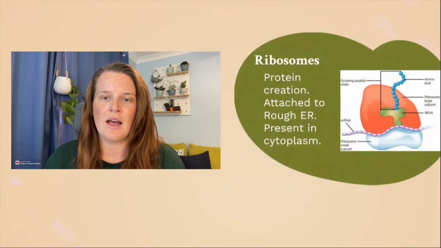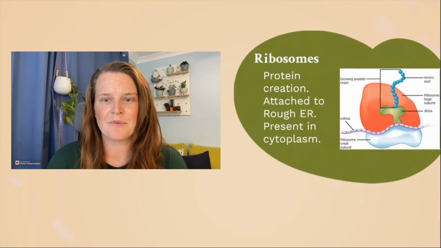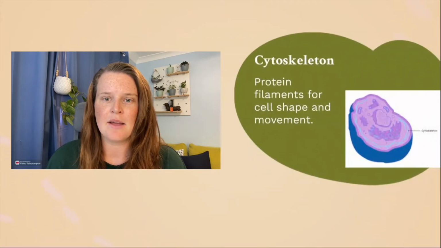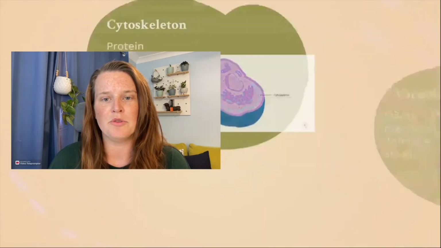Ribosomes are where proteins are made. They're found spread throughout the cytoplasm and attached to the rough ER. The cytoskeleton is a network of protein filaments that give the cell its shape and allow for movement.